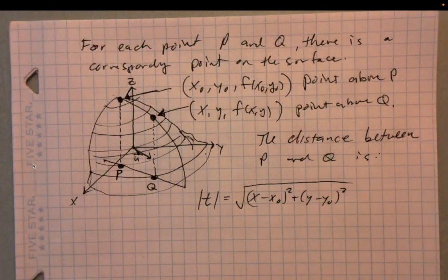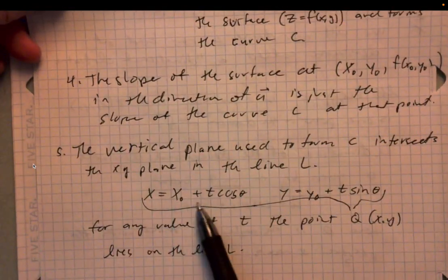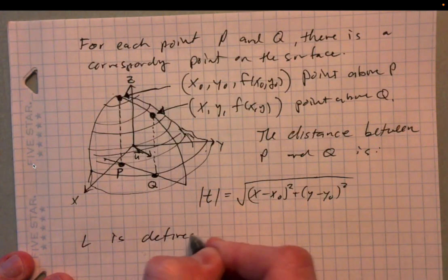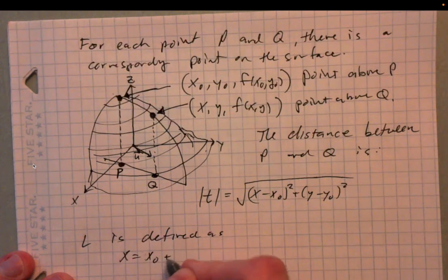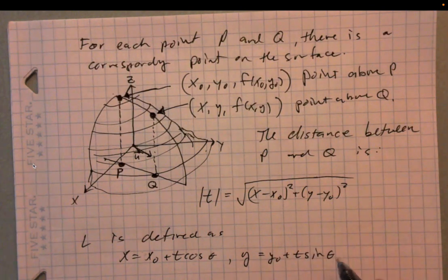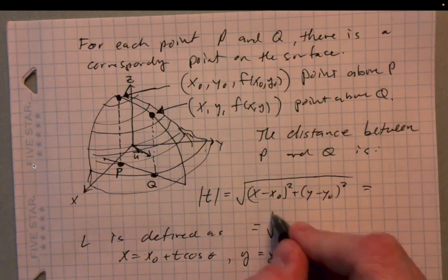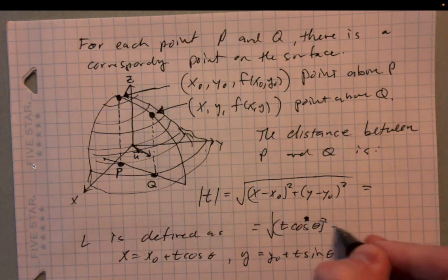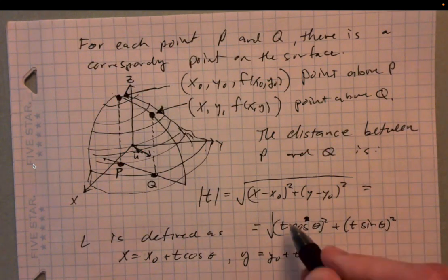Okay. And if you recall how we defined the line previously, we had x equals x naught plus t cos theta and y equals y naught plus t sine theta. So L is defined as x equals x naught plus t cos theta, y equals y naught plus t sine theta. Right, so that being the case, we can rewrite this as the square root of t cos theta squared plus t sine theta squared. Okay.